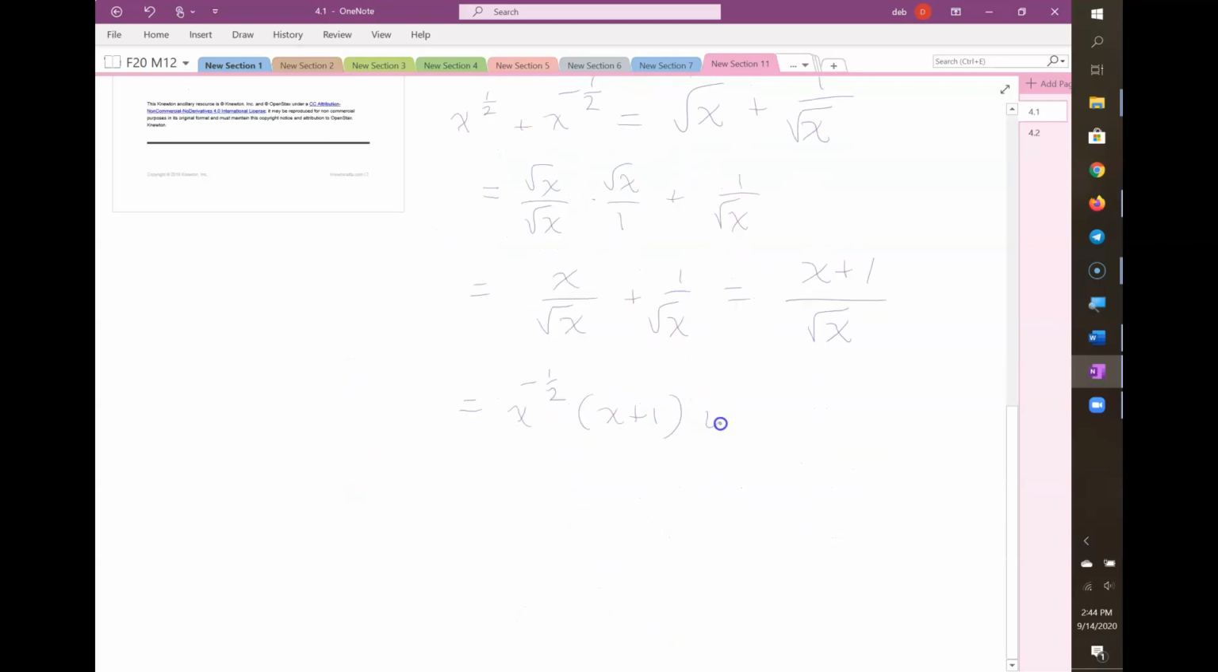But my instructions are always going to say, write your answer with positive exponents only.